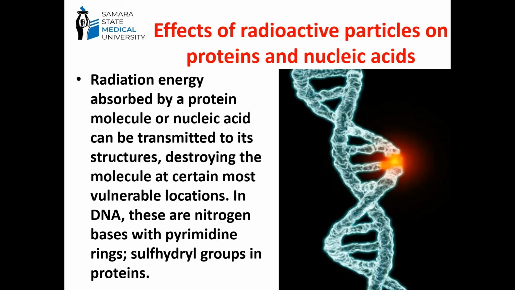So, the effects of radioactive particles on proteins and nucleic acids are the following. Radiation energy absorbed by a protein molecule or nucleic acid can be transmitted to its structures, destroying the molecule at certain locations. In DNA, these are nitrogen bases with pyrimidine rings. In proteins, they are sulfhydryl groups.